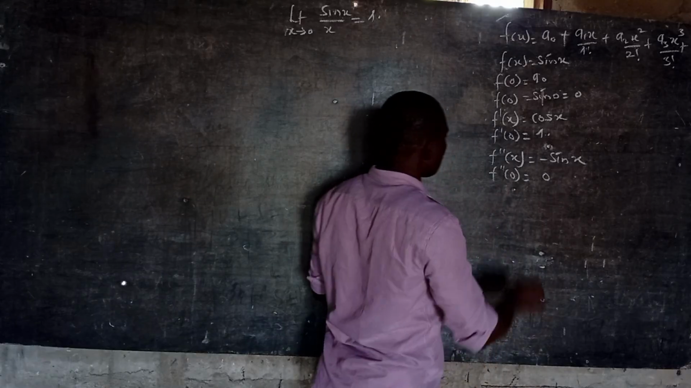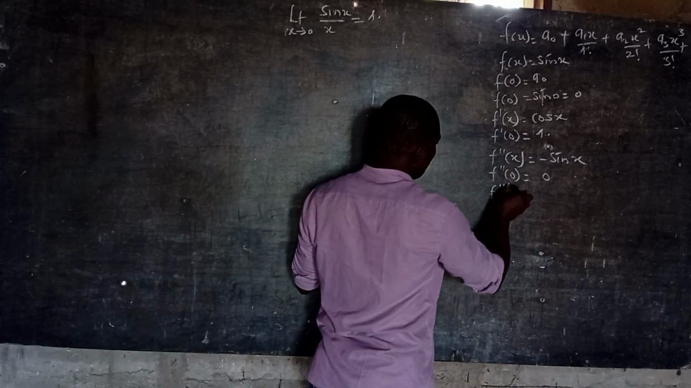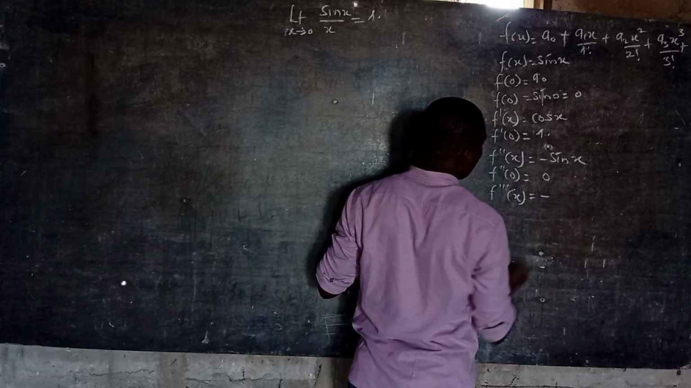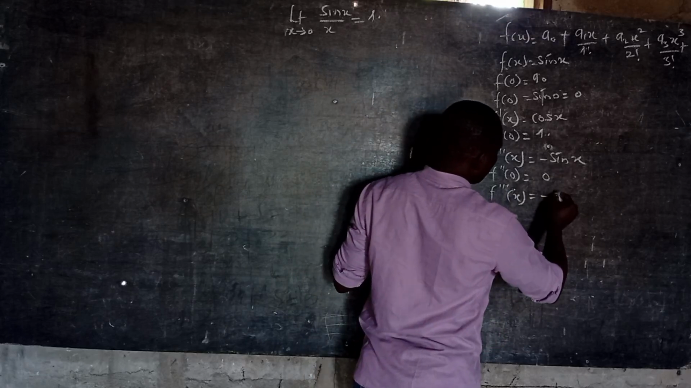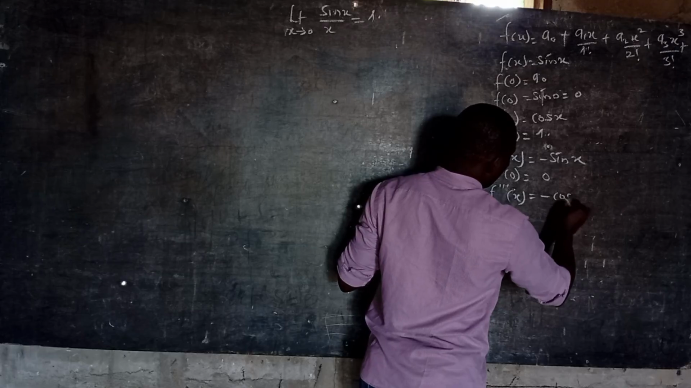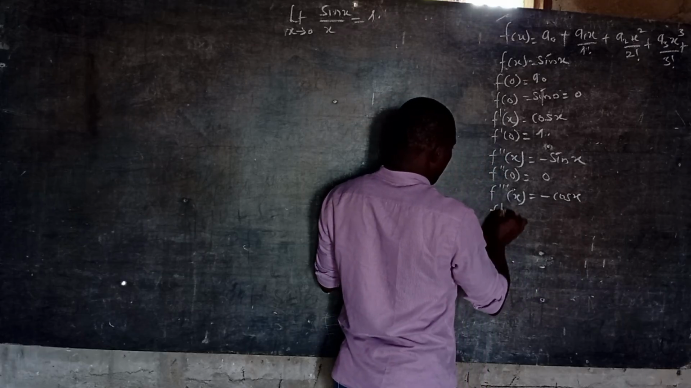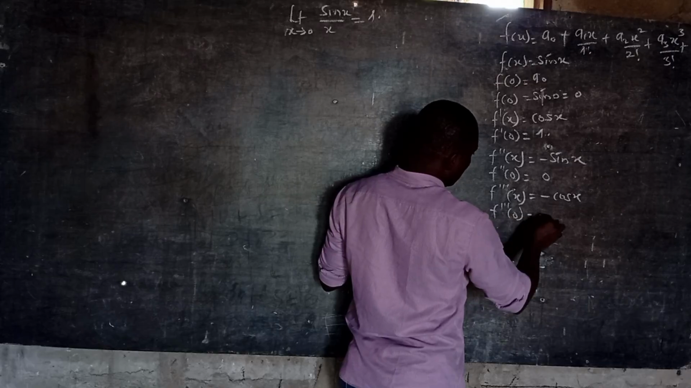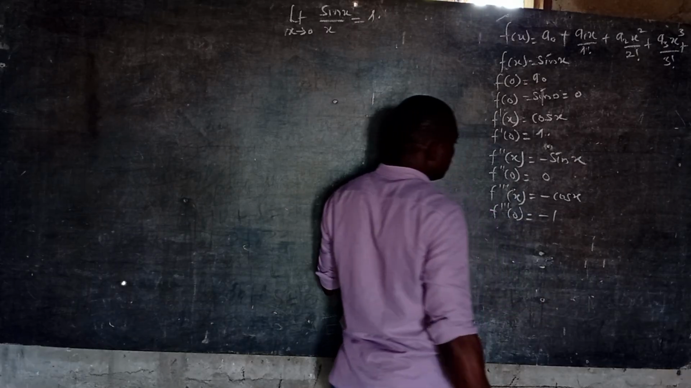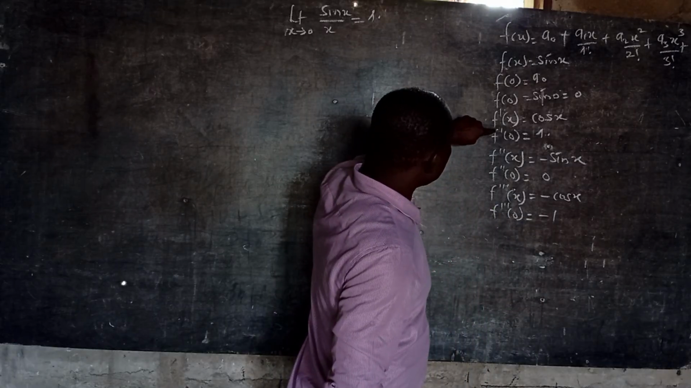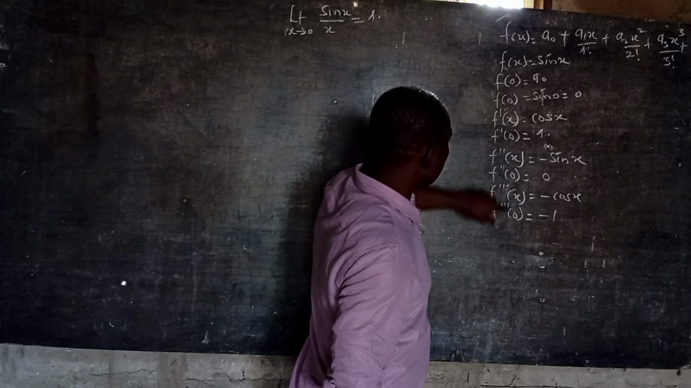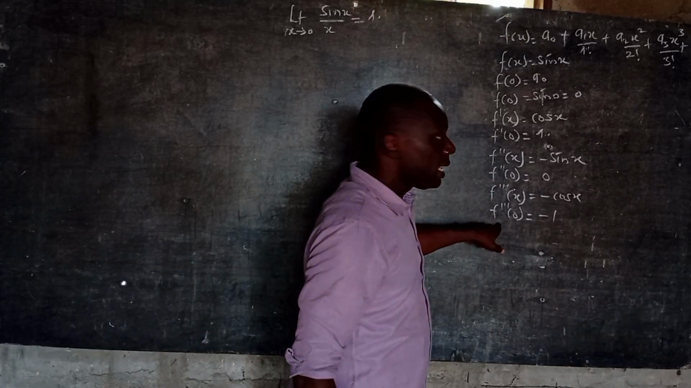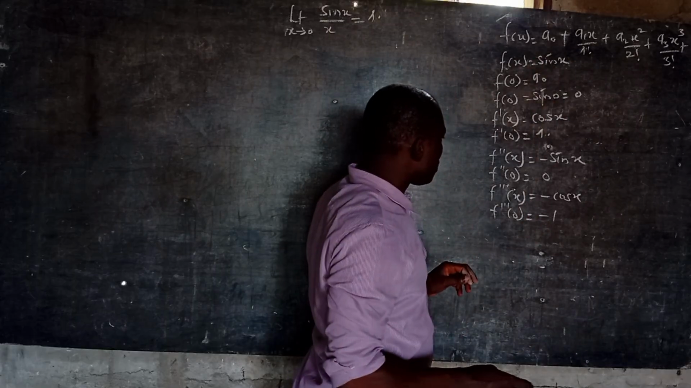So let's try this. If we differentiate this again, it's going to give us negative cos x. So the third derivative of 0 gives us negative 1. So we see that it is only the odd terms that exist. All the even terms here are always off.